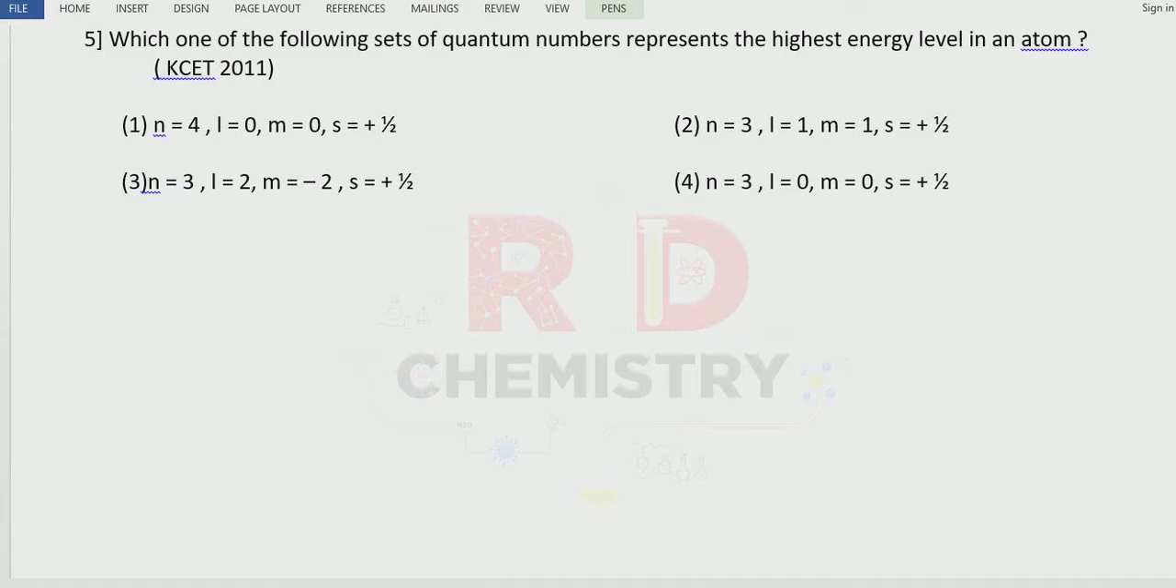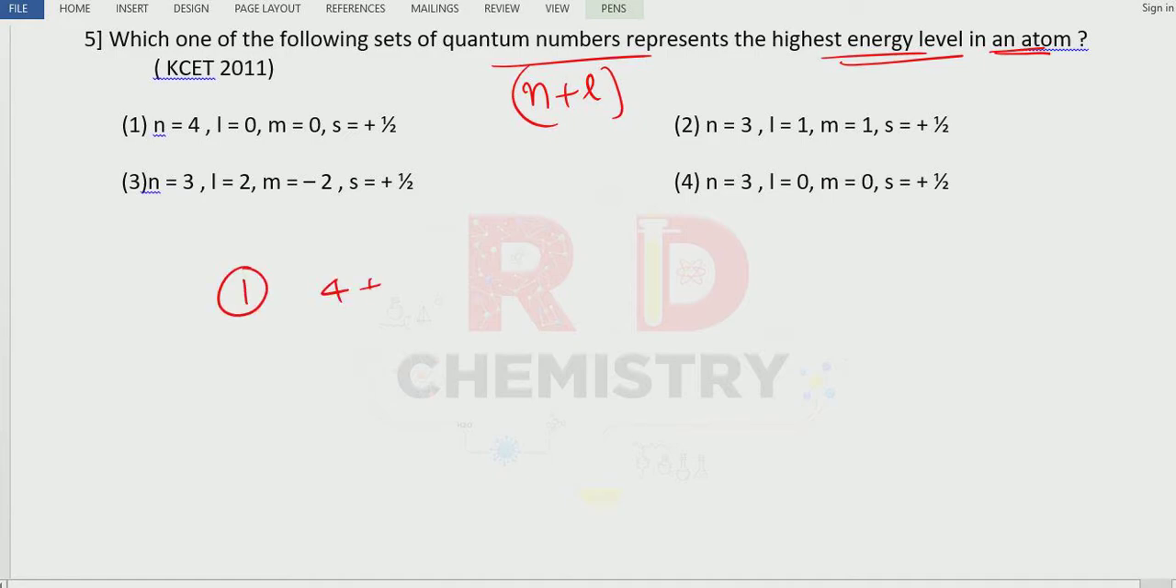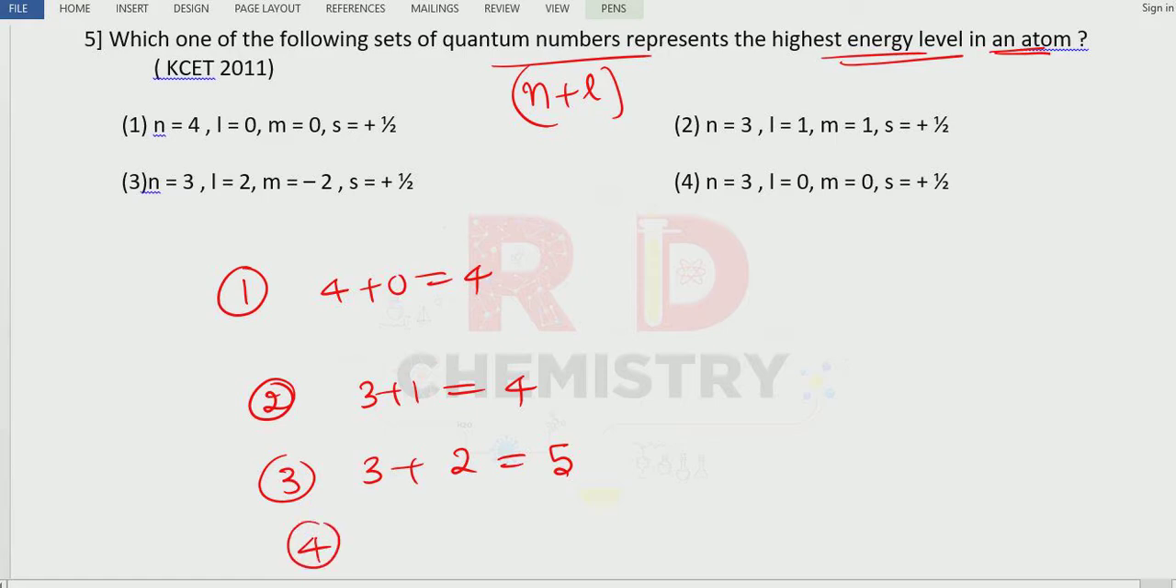Question number 5. Which of the following sets of quantum numbers represents the highest energy level in the atom? And we decided who decides the energy of the orbitals? It is the n plus l rule. For the first option, n is equal to 4, L is equal to 0, so it is 4. For the second option, n and L you add, 3 plus 1 is equal to 4. Third one, 3 plus 2 is equal to 5. And fourth one, 3 plus 0 is equal to 3. The larger the n plus l value, the larger the energy. So the largest value is here. Therefore, the third one is the answer. Okay, clear?